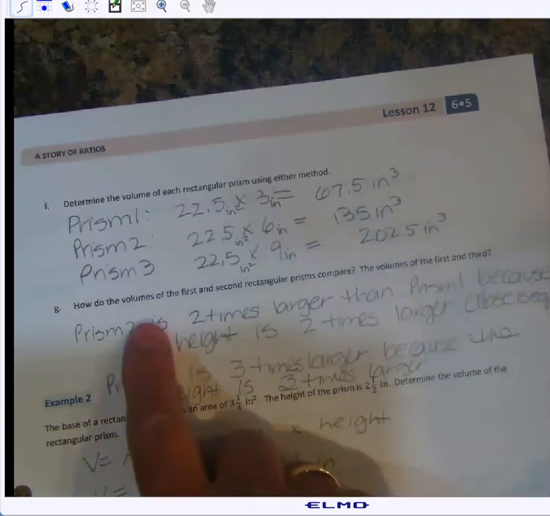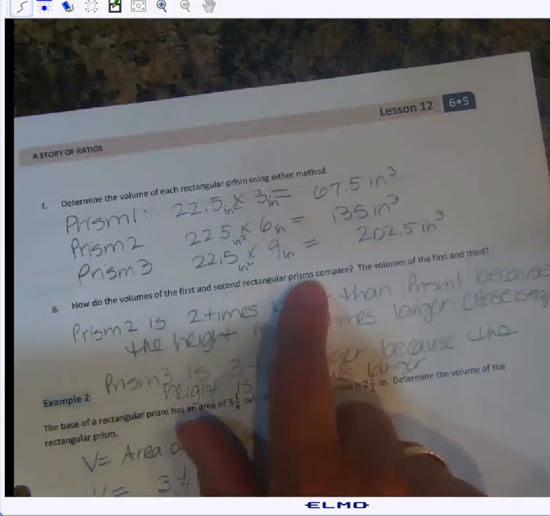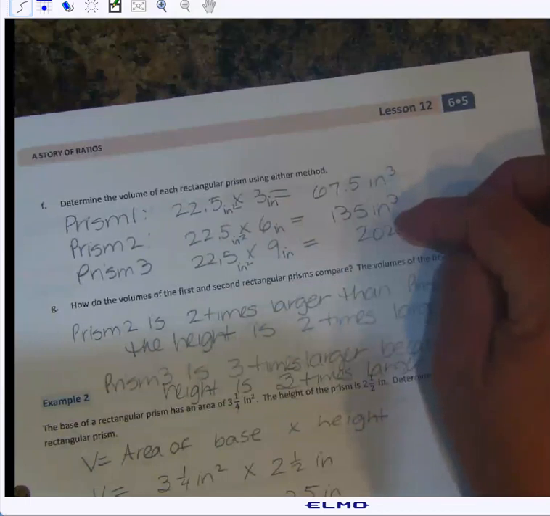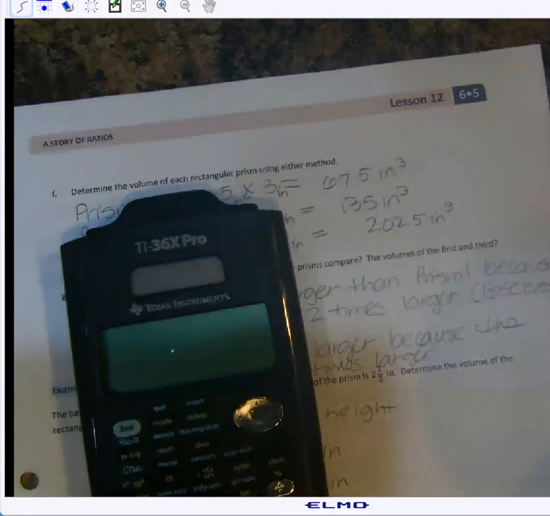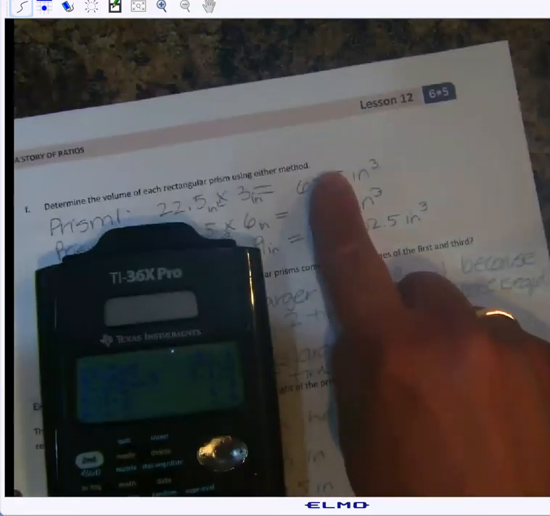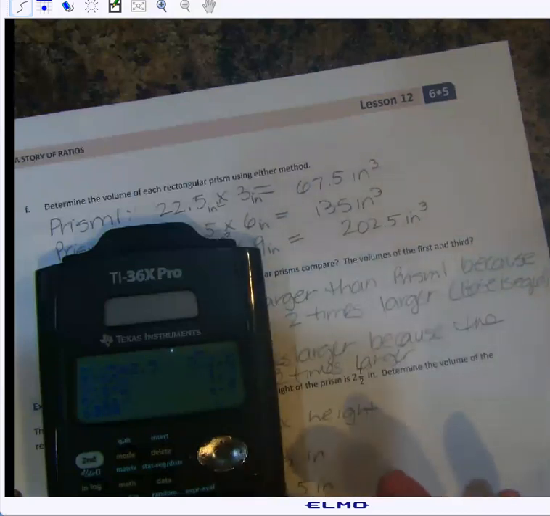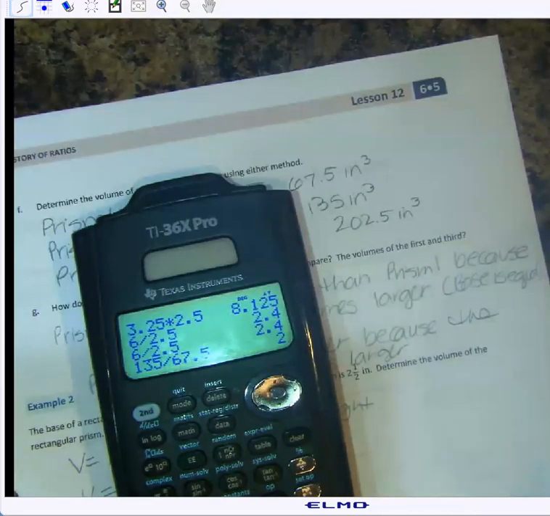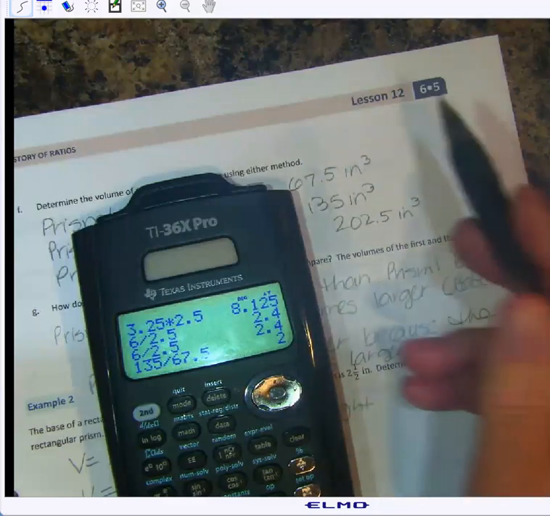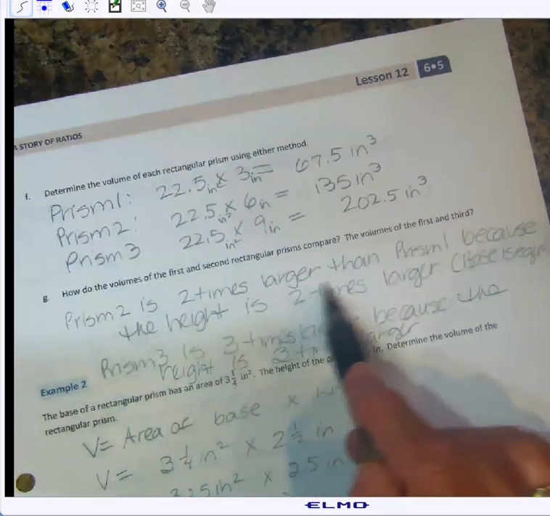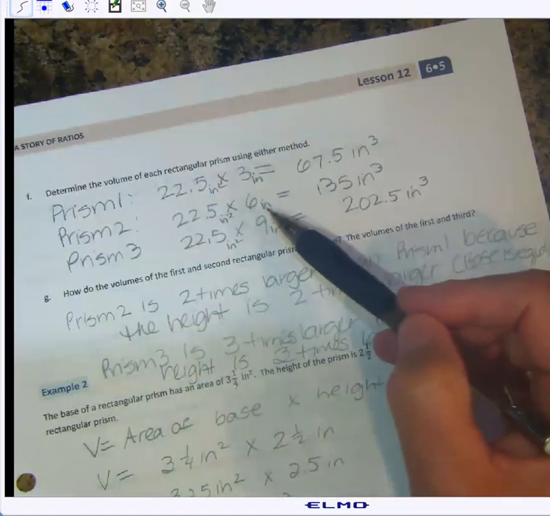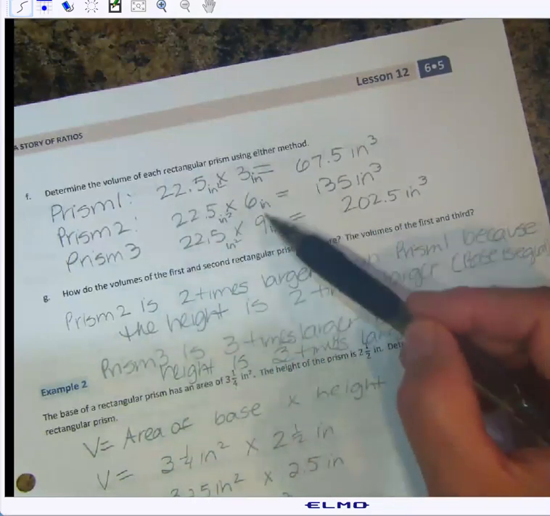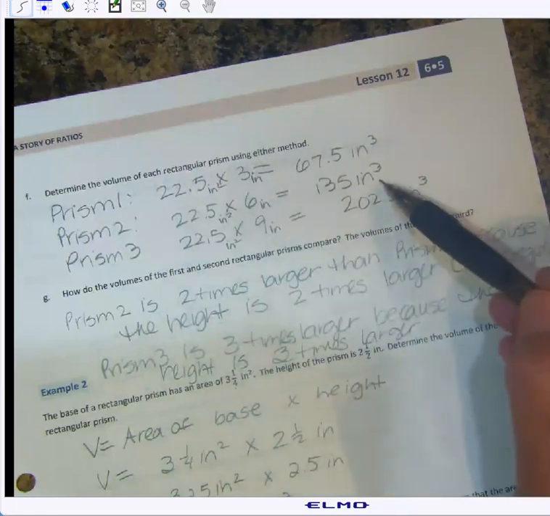Now they're going to ask us to take another look at how the volumes of the first and second prisms compare. So look at this number and that number. When they say how do they compare, let's say something a little more interesting than this one's bigger than that one. Let's divide 135 by 67.5 and see how much bigger. You see that it's 2? I divided the volume of the second prism by the first, and I got 2. That means this is twice as big as this. 135 is twice 67.5. So I wrote that prism 2 is 2 times larger than prism 1 because the height is 2 times larger. Look at the height. The area of the base is the same, so the only thing that changes is the height. And since 6 is double 3, the volume is double.